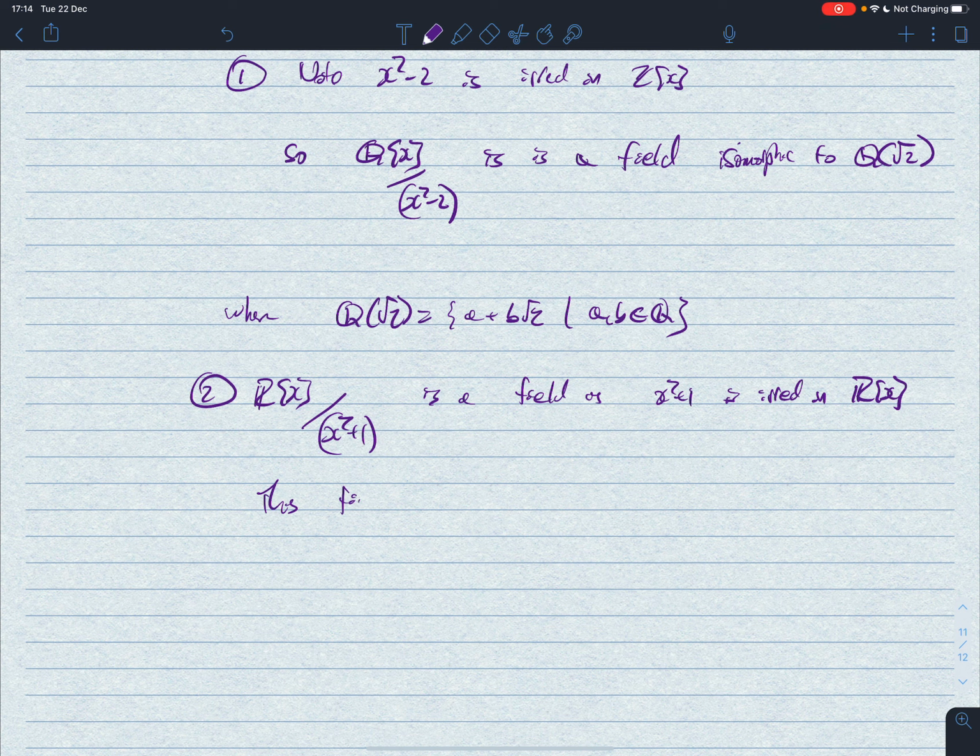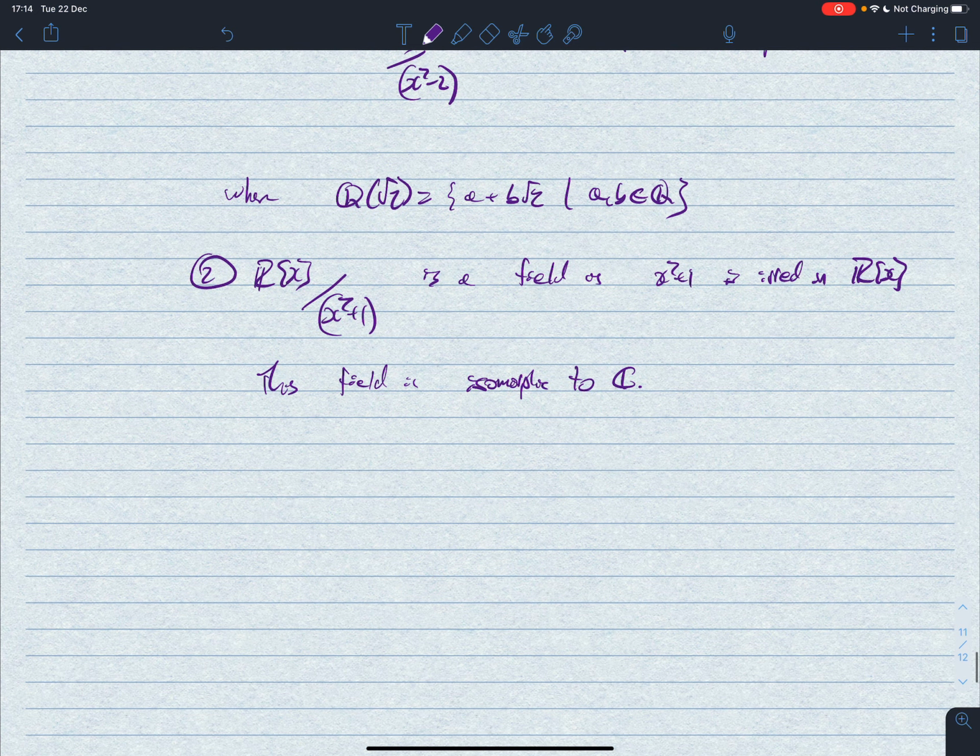This field, as you expect, is isomorphic to the complex numbers. I say it's isomorphic. It's not the complex numbers on the nose. You have to be a bit more careful with it. It's not equal to the complex numbers, it's just isomorphic to the complex numbers. So there's a small subtlety there.